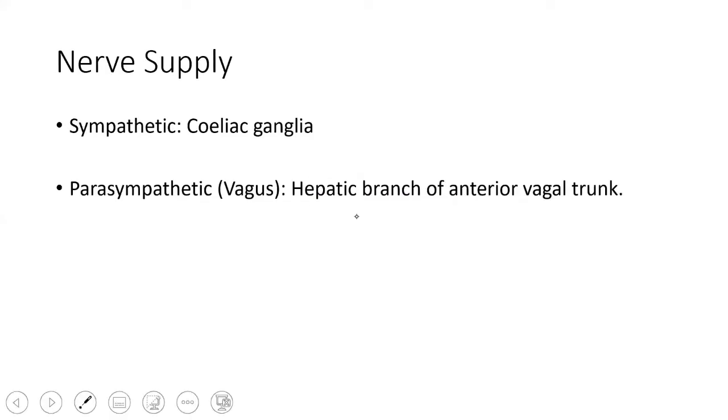And then about the nerve supply. The sympathetic nerves come from the celiac ganglia, and the parasympathetic supply is from the vagus, from the hepatic branch of the anterior vagal trunk. The nerve supply is involved in the control of the arterial diameter, right? Contraction and dilation of the blood vessels, and also it controls the bile flow. It's not as important as the enzymes, but the nerve supply also plays a small part.